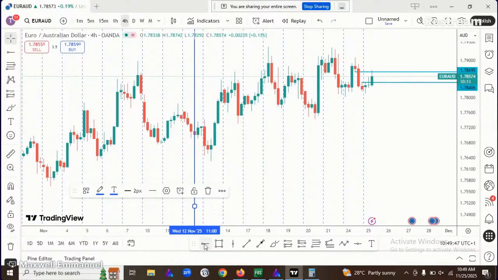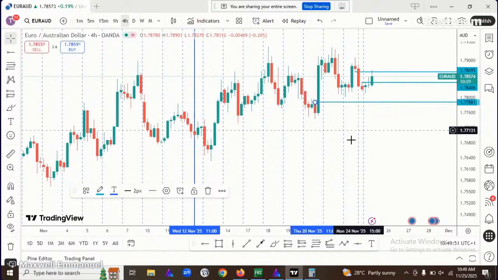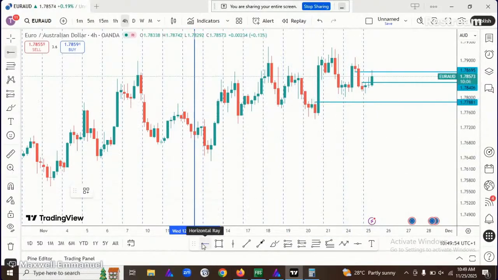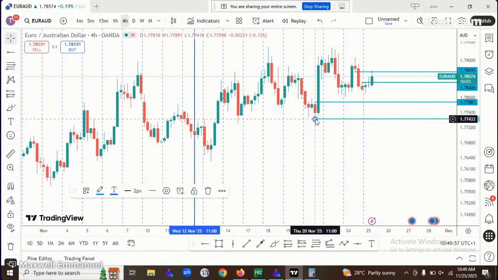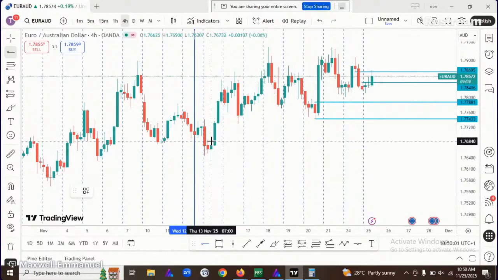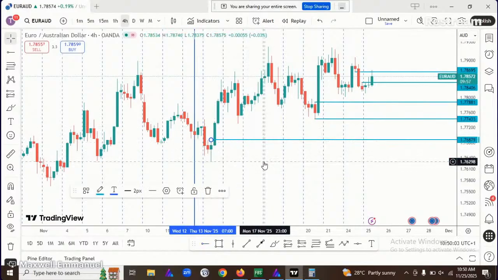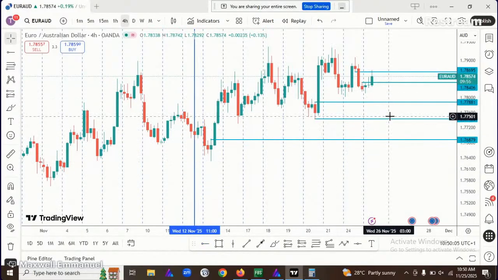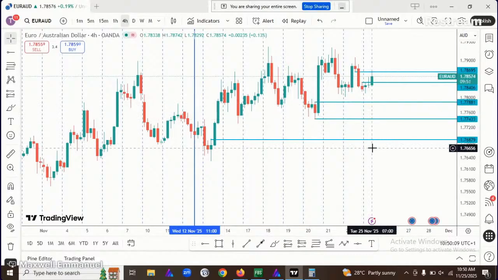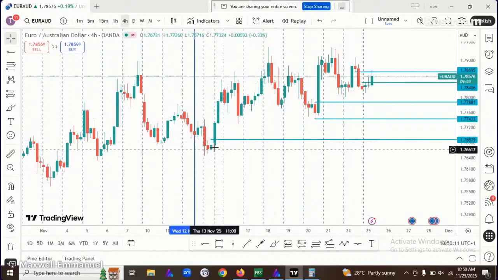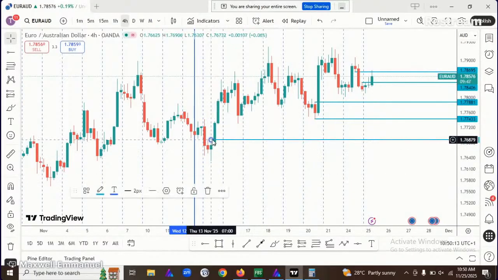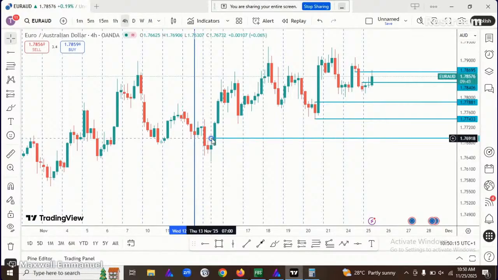This fair value gap has not been filled. That will be your target. That should be your first target. And if price breaks out from that fair value gap, then you can aim for this. And also we have this fair value gap here. Those should be your targets if you are selling: first target, second target, third target. That's my take on Euro Aussie. That is clear.